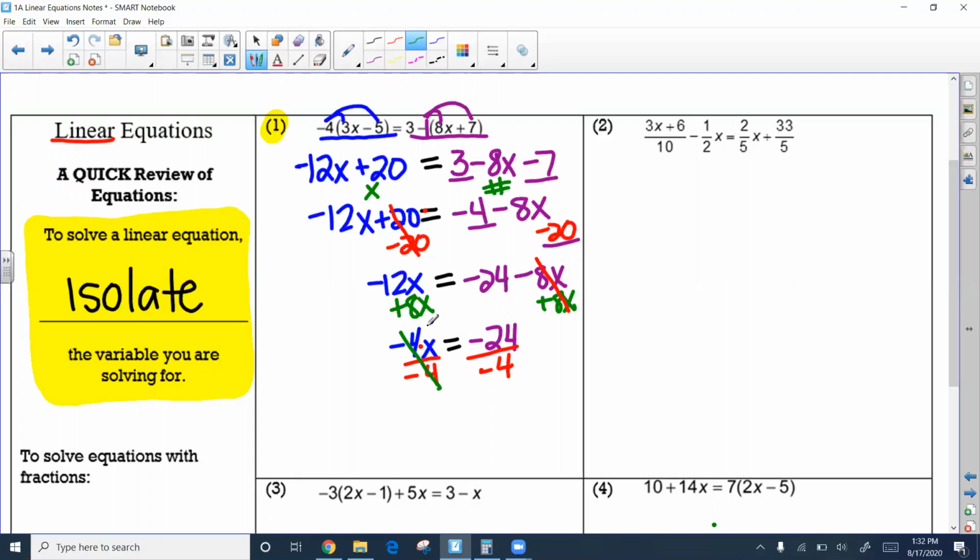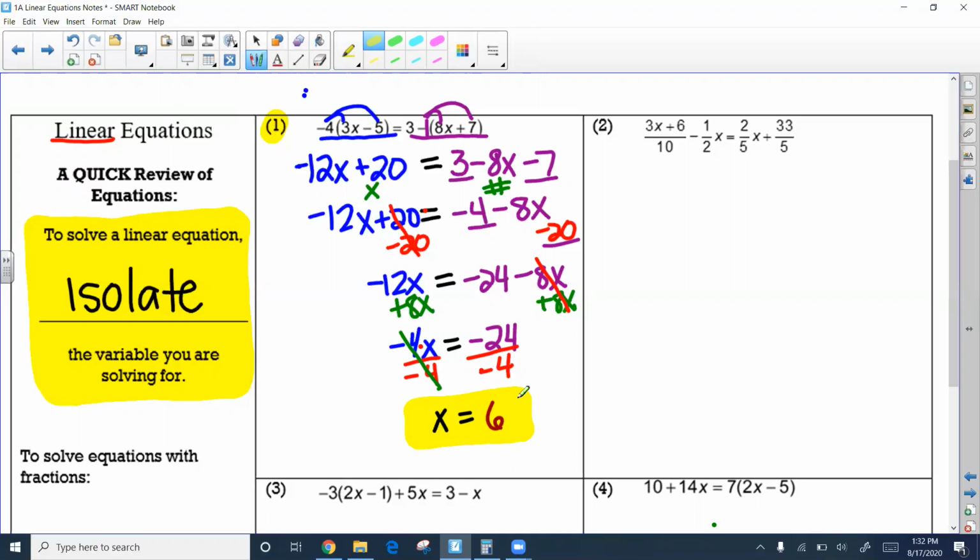And so then we're technically left with 1x, but we don't really have to write the 1 when our coefficient is 1. So I just have an x on the left, and then on the other side of the equal sign, -24 divided by -4, a negative divided by a negative, this would become +6. Once the x is by itself, that is our solution, x equals 6.